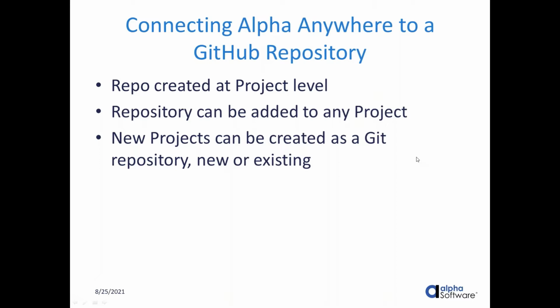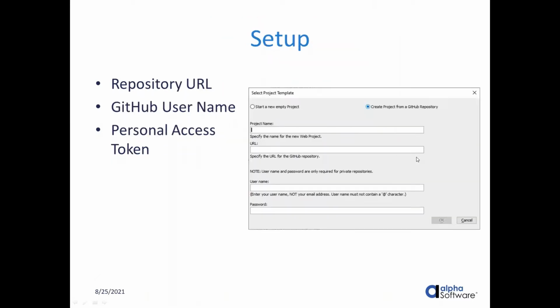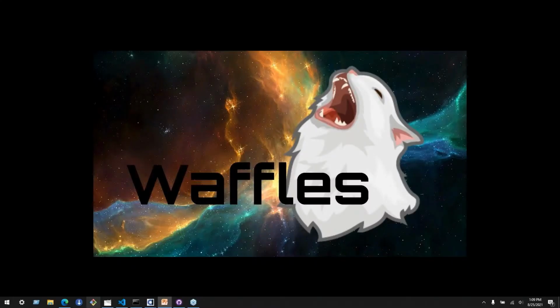And when you're setting all of this stuff up with GitHub, you just need 3 things. You need the URL of where your repository is. You need your GitHub username. And you need a personal access token. And this is new as of this month. So let's go take a look at that.